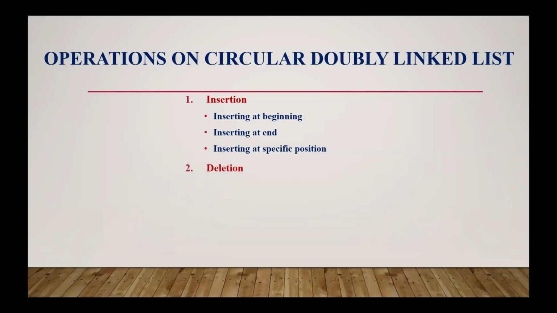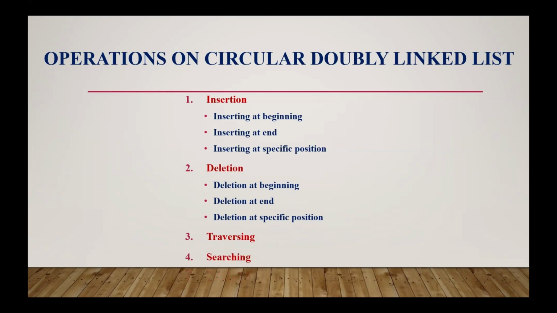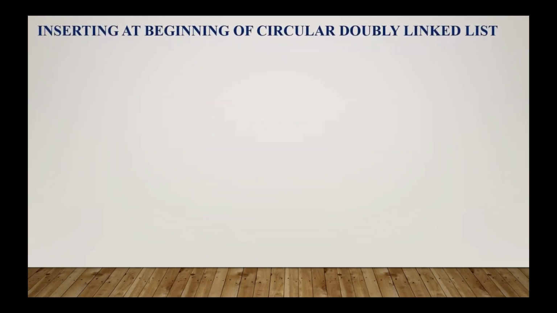The next operation is deletion. Deletion means removing an element from the doubly linked list. It also has three classifications: delete at the beginning of the linked list, at the end of the linked list, or at any specific position. Traversing means visiting each and every node of the doubly linked list. Then searching means we want to search whether a specific element is present inside the circular doubly linked list or not.